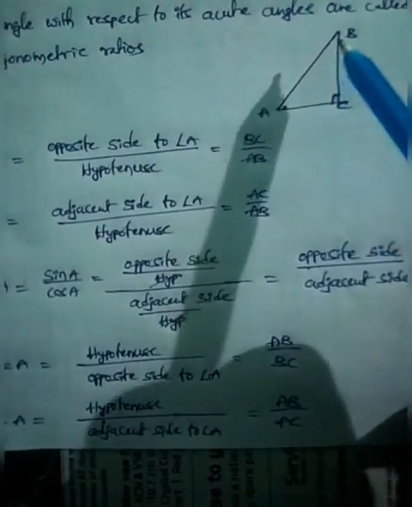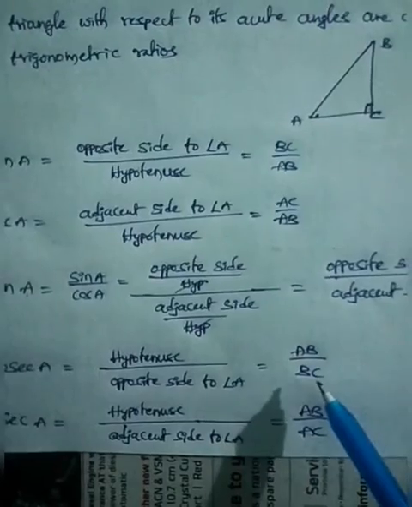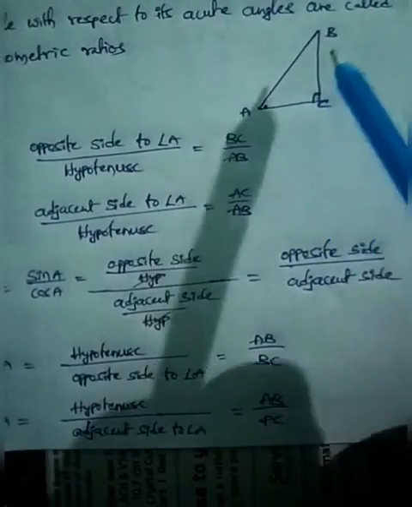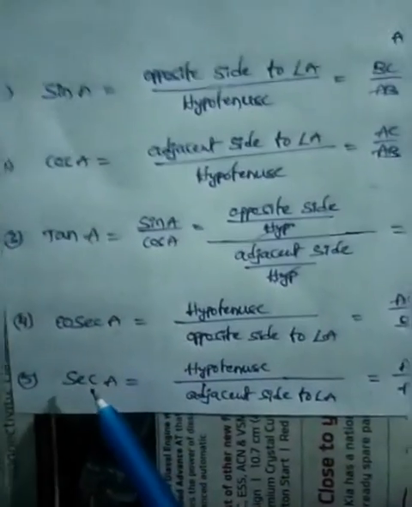So what is the hypotenuse here? AB. AB by opposite side to angle A, which is BC. That's why it is AB by BC.